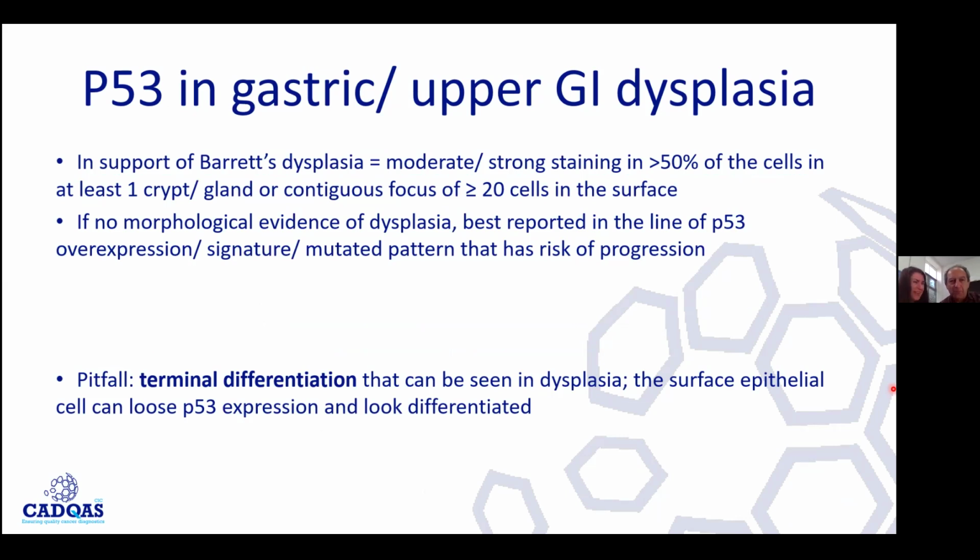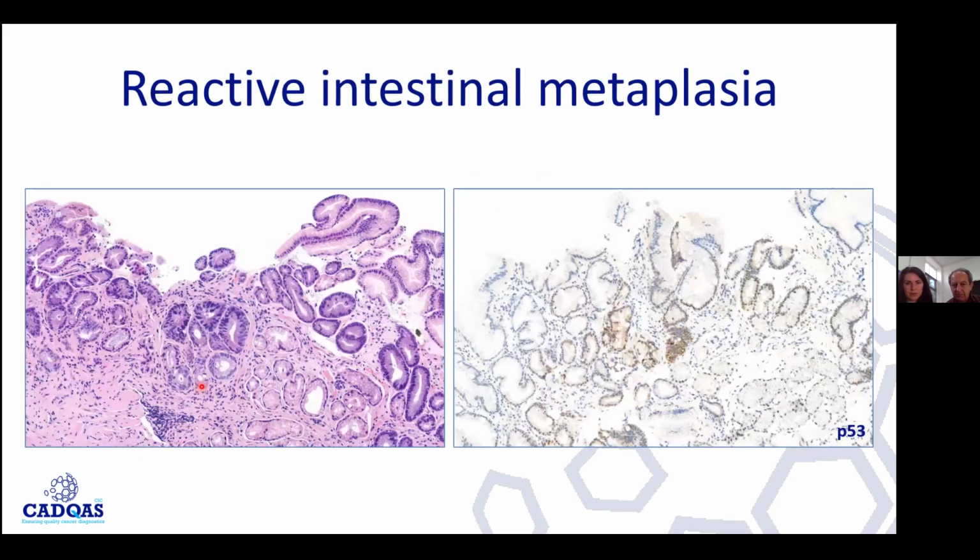Okay. Dysplasia. This is just the criteria for dysplasia: if you see block positivity, they say over 50% of the cells in at least one crypt, or if it's on the surface, which is basically the opposite pattern to what we expect, that is also evidence of dysplasia. And again, I mentioned this kind of terminal differentiation.